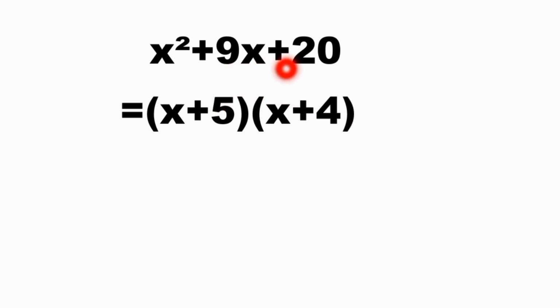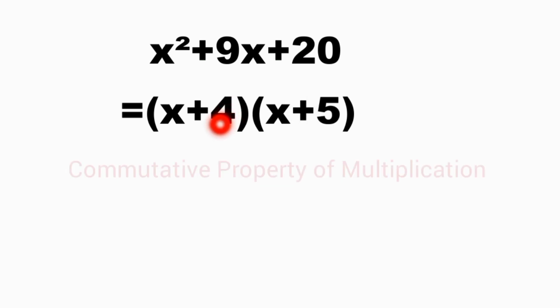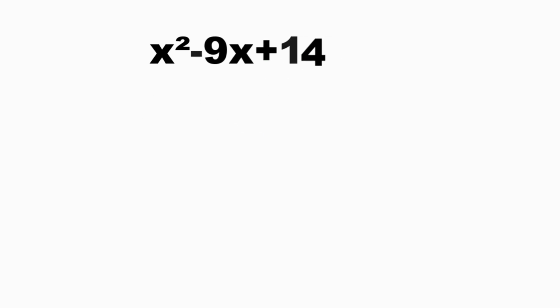Since this is positive, we have positive and positive factors. And you can also interchange the order since it has the commutative property. So let's have another example. This time we have x squared minus 9x plus 14.